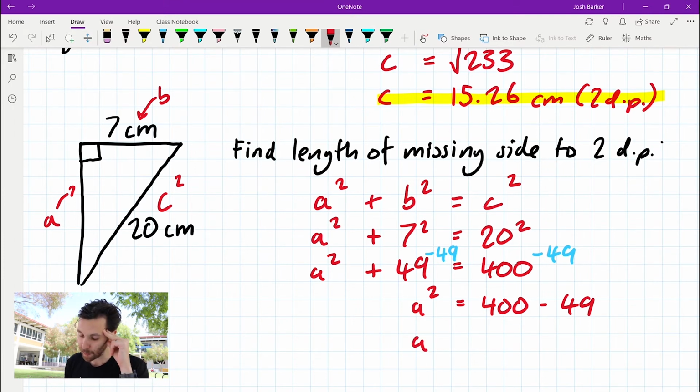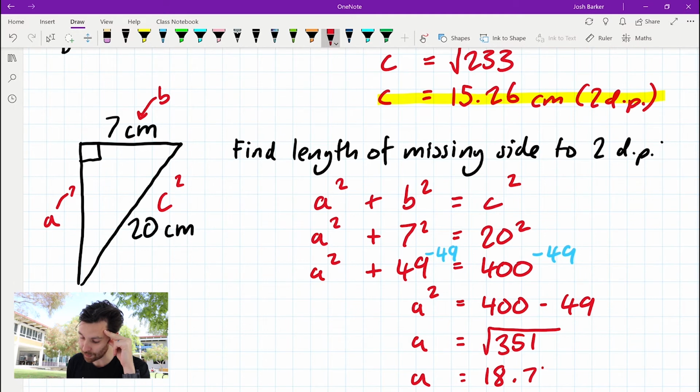Okay, that leaves us with a is equal to the square root of 400 take 49, which would be 351. And evaluating that gives you an answer of 18.73 centimeters to 2 decimal places.